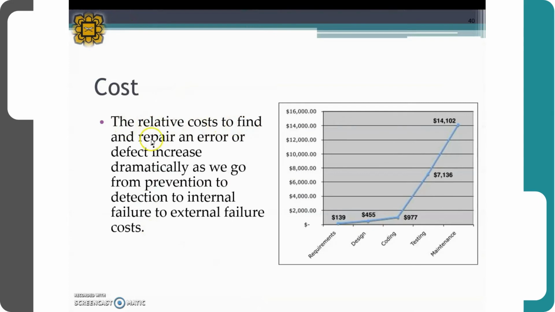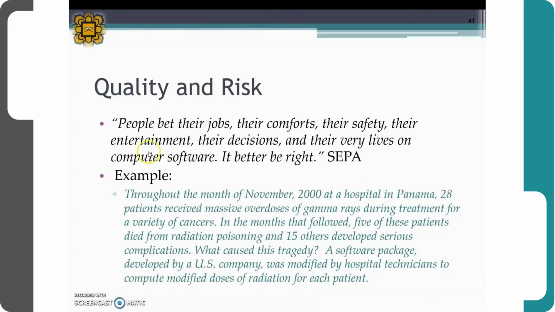The relative cost to find and repair an error or detect a defect increases dramatically as we go from prevention to detection to internal failure to external failure cost. From the beginning, the cost is around maybe $139. This is based on research. It is still acceptable until you are doing coding. After that, if the error is found after coding, the cost to fix it becomes much higher. That's why, if we can fix the error as early as possible, we can reduce the cost.